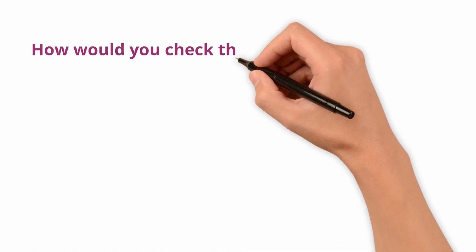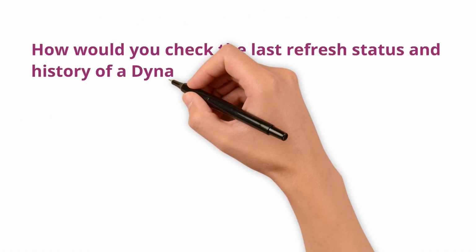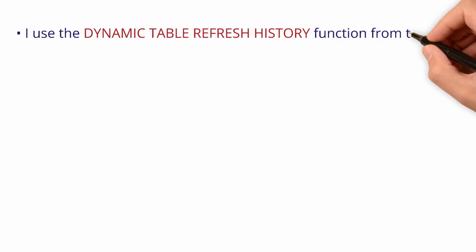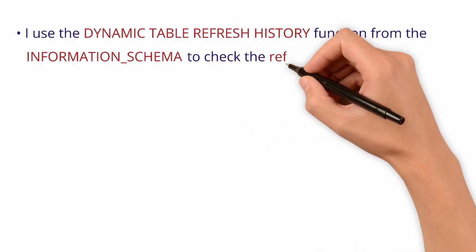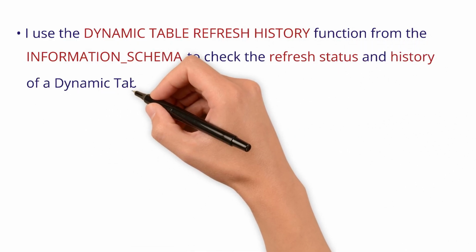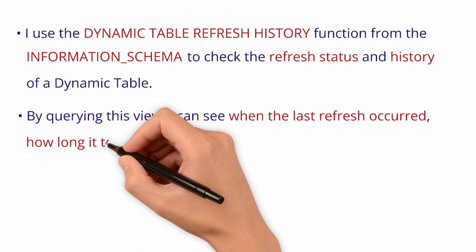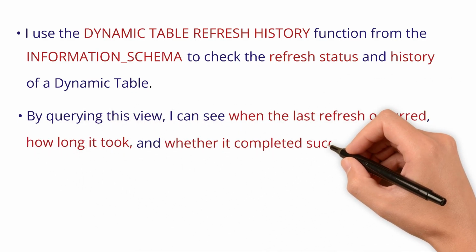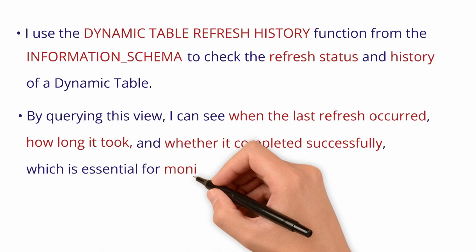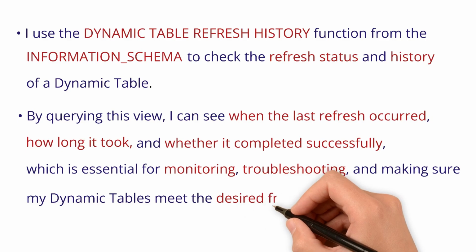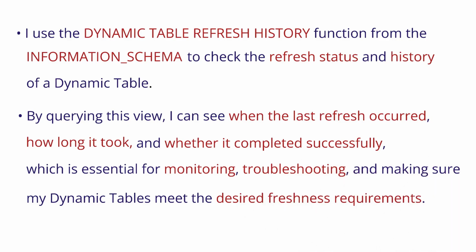How would you check the last refresh status and history of a dynamic table? I use the Dynamic Table Refresh History function from the information schema to check the refresh status and history of a dynamic table. By querying this view, I can see when the last refresh occurred, how long it took, and whether it completed successfully. This is essential for monitoring, troubleshooting, and making sure my dynamic tables meet the desired freshness requirements. That wraps up the basics of Snowflake interview questions on dynamic tables.